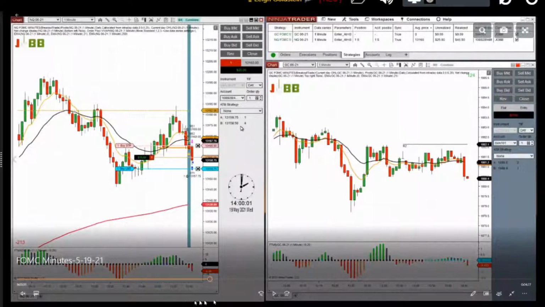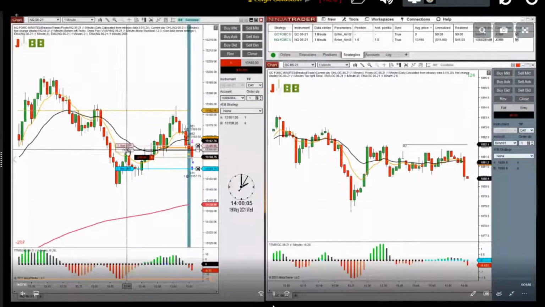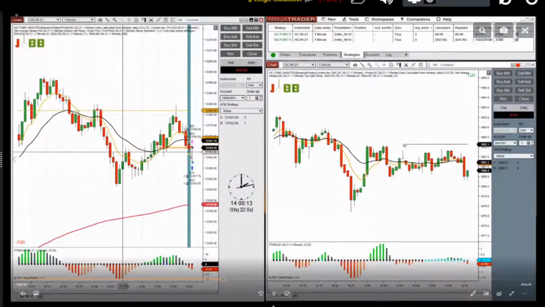Unfortunately, there it hits the target right there. I tried to get the stop to safety, and it was so herky-jerky, I just did not really get the opportunity to do it. I tried, and then it just whips up and stops me out. So $45 loss, but it has not been a good trade.